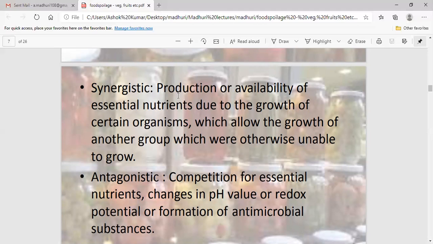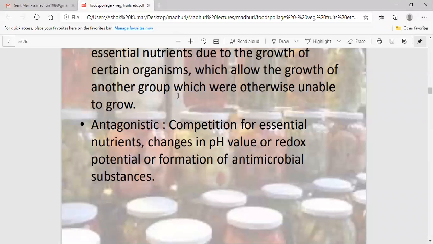And antagonistic interaction means competition for essential nutrients, changes in pH value or redox potential, or formation of antimicrobial substances. Antagonistic means it is a negative interaction where there will be competition between different microorganisms for nutrients, and changes in pH value or redox potential or formation of antimicrobial substances. So in order to overcome another microorganism, they can change the environment of the food, and they can even release antimicrobial substances to kill another type of microorganism.